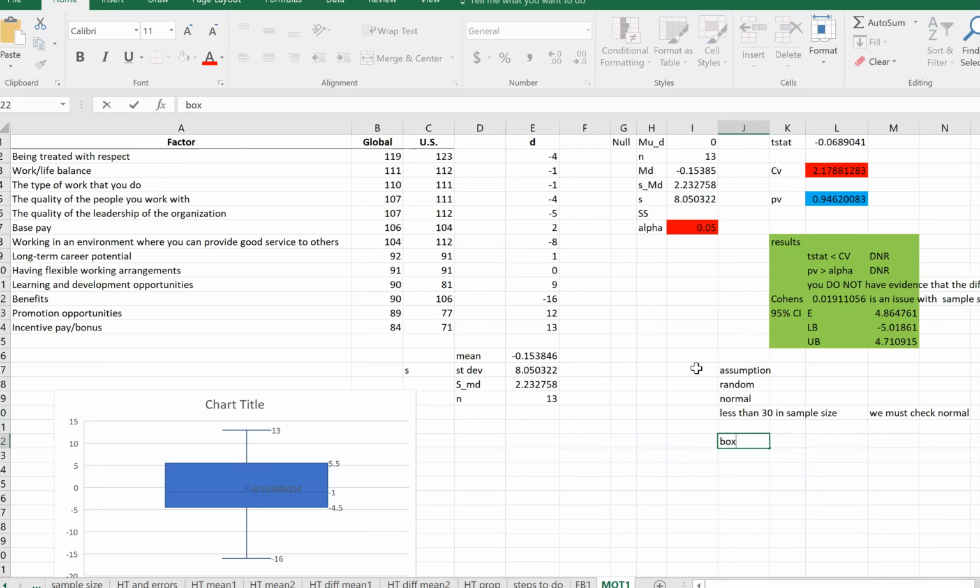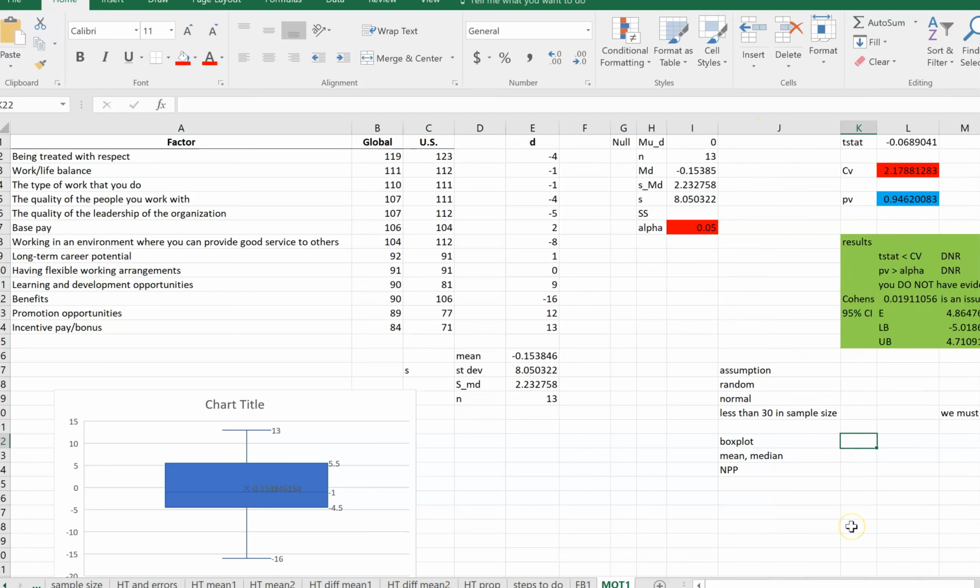How do you check normal? You check out the box plot. You check out the mean and the median. And you do other things. You do the NBP plot. There are so many tests you can run to kind of give an idea if you have normal. Well, the box plot is skewed, so I don't believe there's normality. The mean and median are slightly apart. I am worried that normal might be violated here.